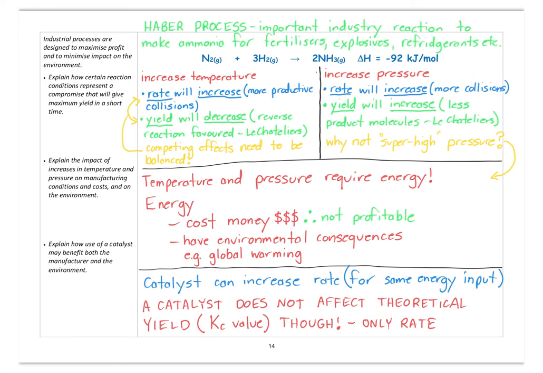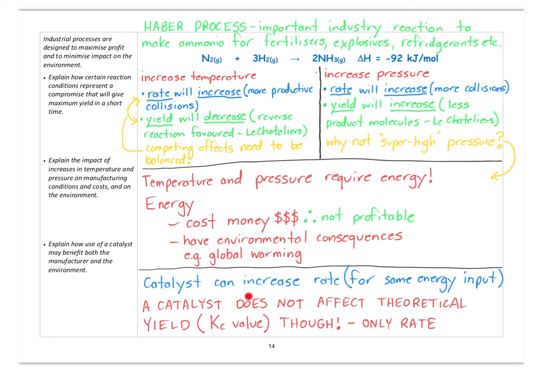that it wouldn't make it worthwhile. Also, the problem with using lots of energy is often that's going to result in CO2 emissions, which can contribute to global warming and all those sort of things. So that's why we have to be a little bit careful about going to too extreme conditions, even if they will help both the rate and the yield.